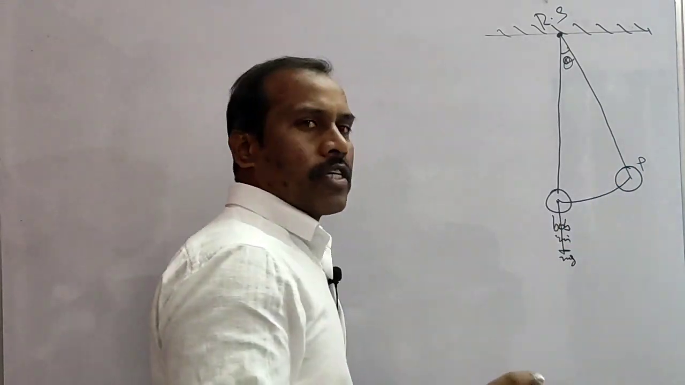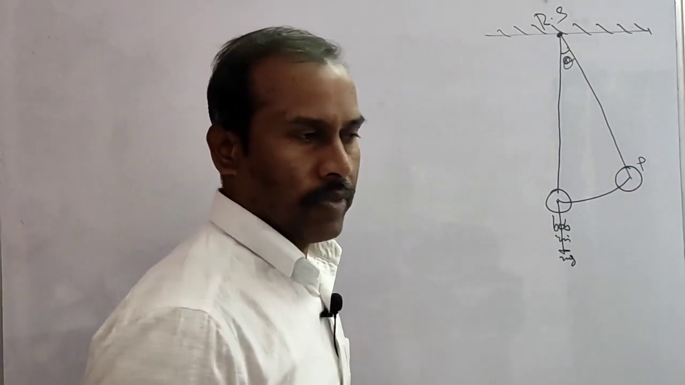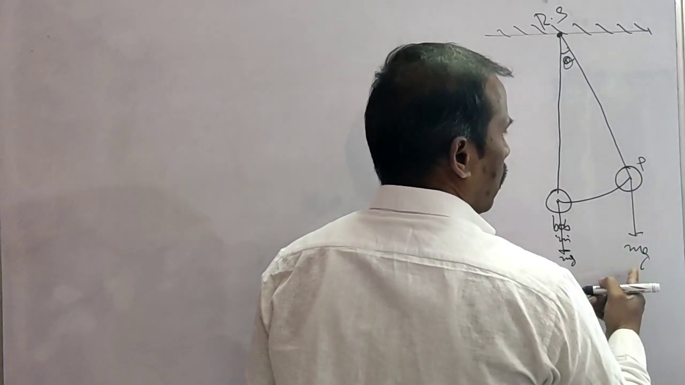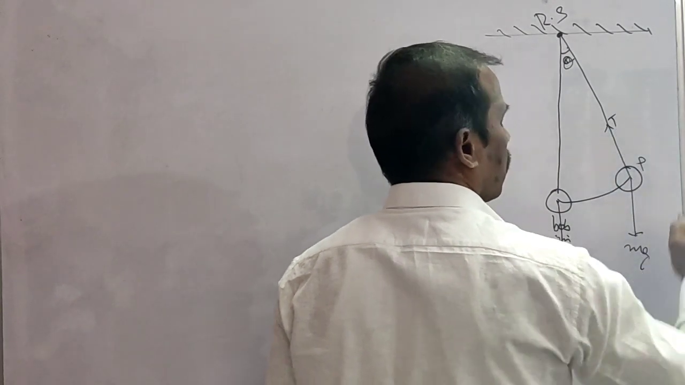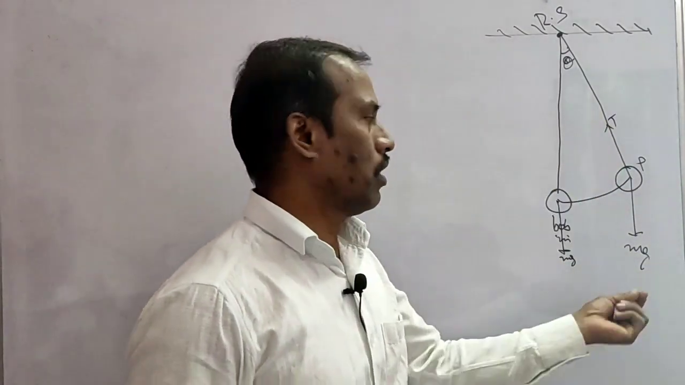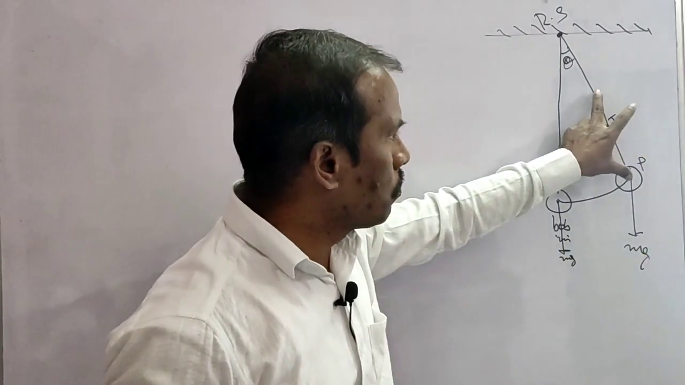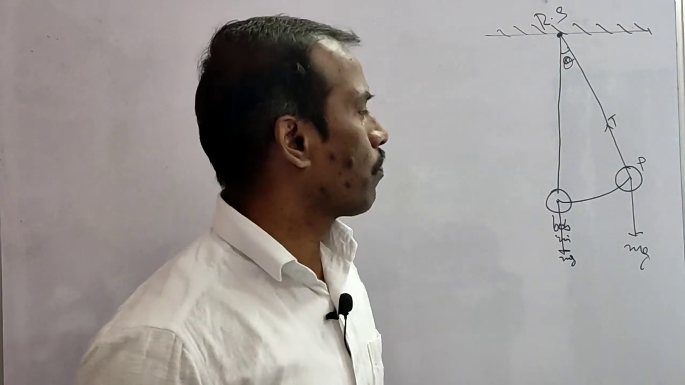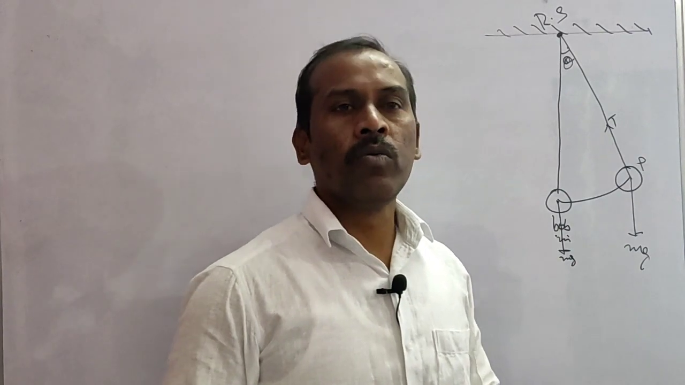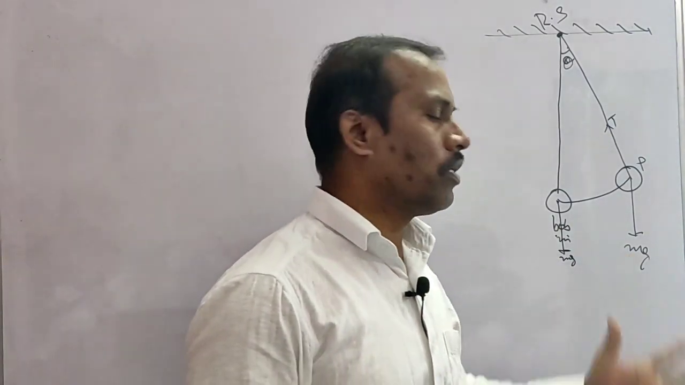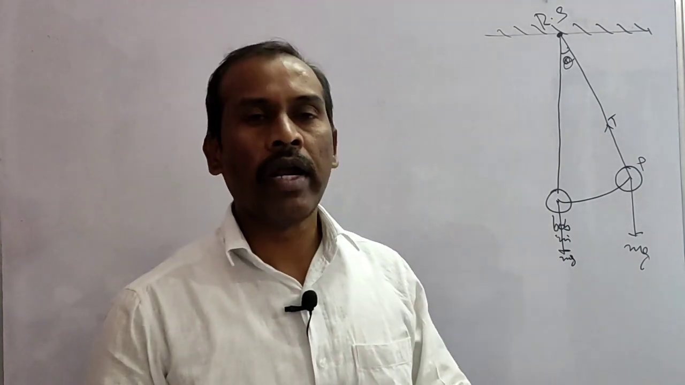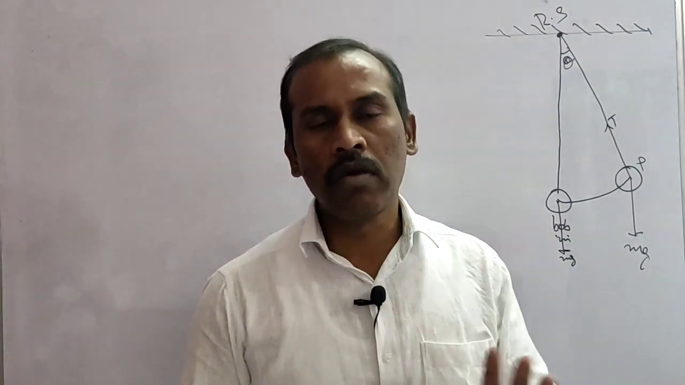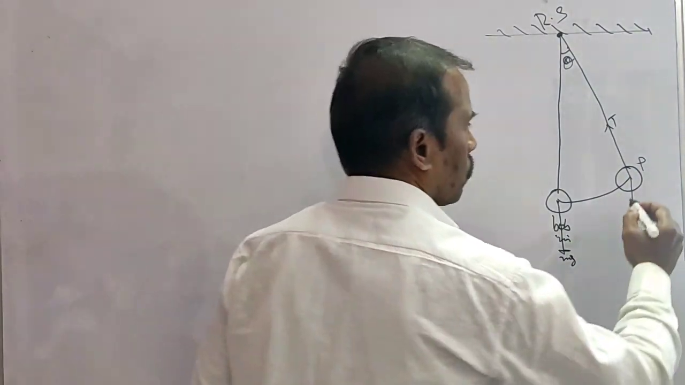Now two forces act on the bob at point P, దీనిపైన 2 ఫోర్సెస్ యాక్ట్ అవుతున్నాయి. One is mg, weight of the bob; another one is the tension in the string. These 2 forces act on the bob at point P. Now the mg divides into 2 mutually perpendicular components: mg sin theta and mg cos theta.